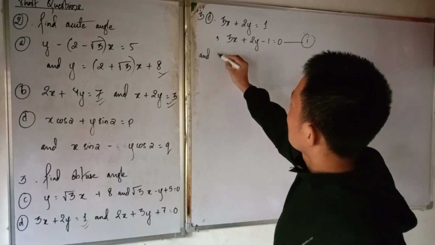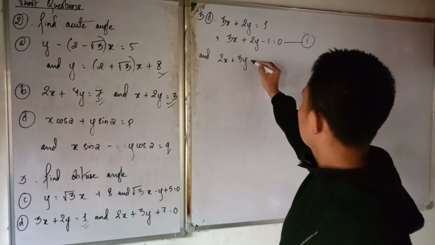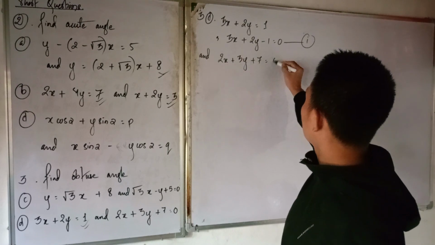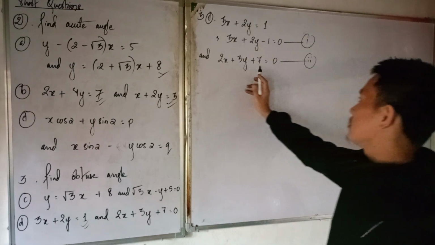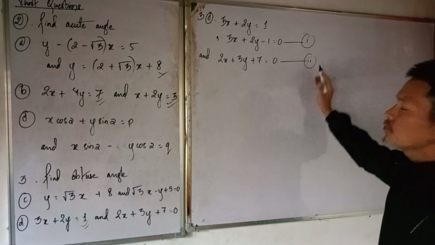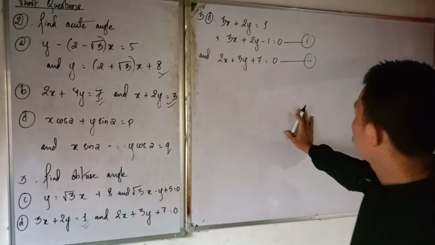And another line we have is 2x plus 3y plus 7. It is already in the form ax plus by plus c equals 0. So 1 and 2 are the equations of the lines.